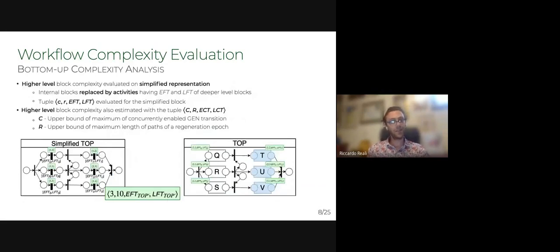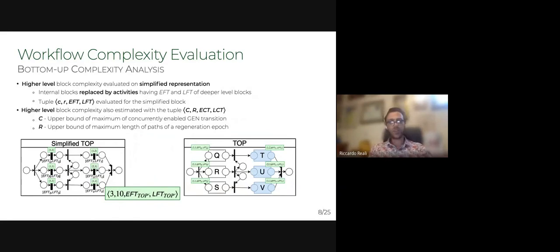At the next higher levels, block complexity is encoded in two ways. One consists in the same complexity tuple computed at the lower levels, but here evaluated for a simplified block, which is obtained by replacing internal blocks with activities having the earliest and latest firing times computed for the blocks at lower levels. In this case, the analysis of the simplified block provides an estimation of the complexity of the block which only depends on its topology and not on inner blocks.